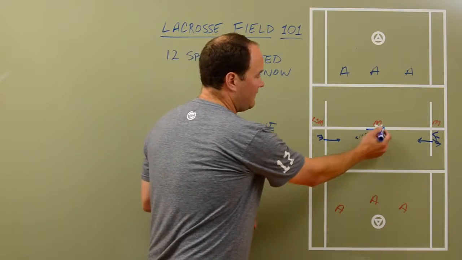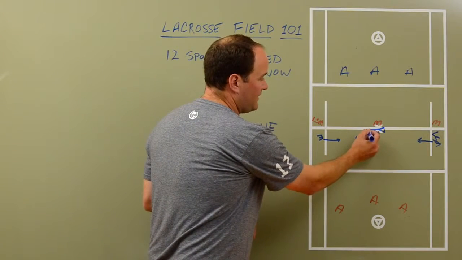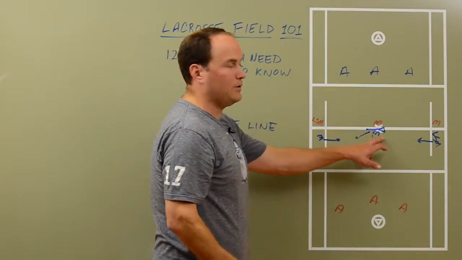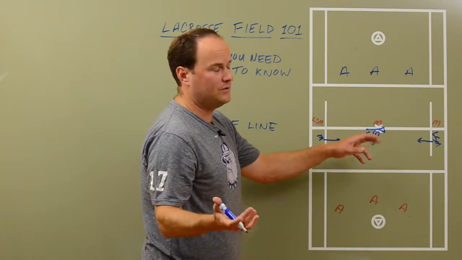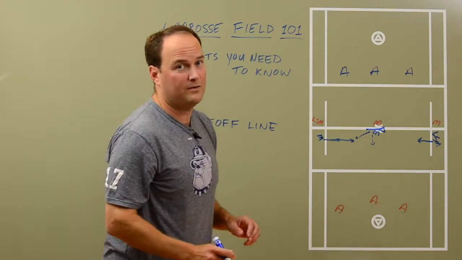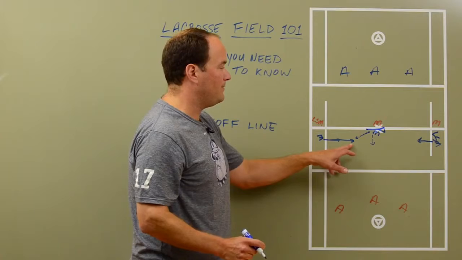All right, so again, if the face-off occurs, this face-off guy may pull it in this direction, or he may pull it directly behind him. Of course, he can pull it to himself, or he may lose it too. But this midfielder typically wants to be the guy that's ball hawking. He's looking to get to the ball and get that ground ball.